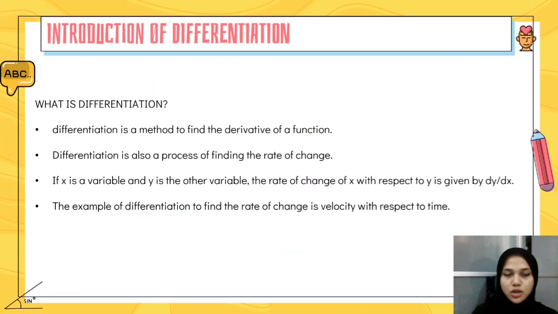Hi, I am SYARAFANA. Introduction of differentiation. What is differentiation? Differentiation is a method to find the derivative of a function. Differentiation is also a process of finding the rate of change. If x is a variable and y is another variable, the rate of change of y with respect to x is given by dy over dx. An example of differentiation to find the rate of change is velocity with respect to time.